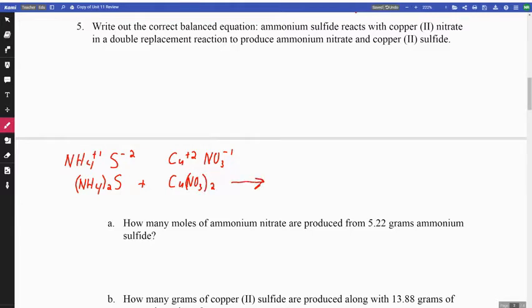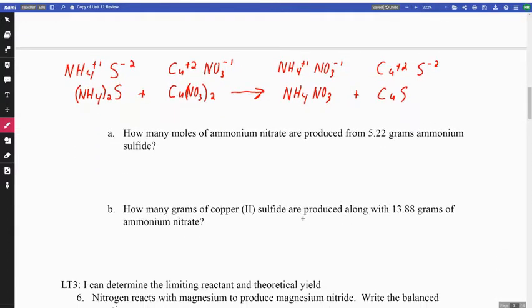That yields ammonium nitrate. Ammonium is still NH4 plus 1. Nitrate is still NO3 minus 1. So we get NH4NO3 plus copper 2 sulfide. So copper 2 is still Cu plus 2. Sulfide is still S minus 2. So that's going to give us CuS. Okay? All right, so now we need to balance that.